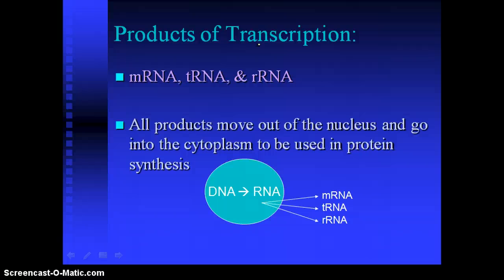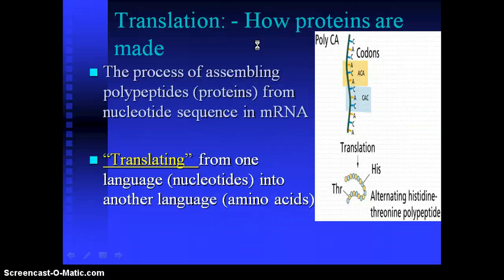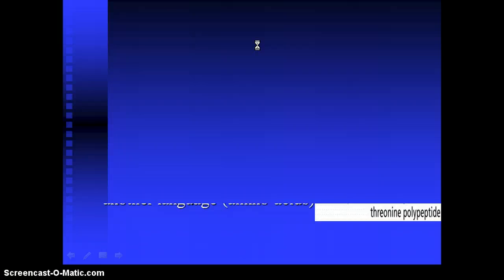So our last part here, these products then will move out of the nucleus. They go to the cytoplasm to be used in making proteins. And this last part is going to be the translation part. So in translation, we are making polypeptides or proteins from the nucleotide sequence. Basically, what we're doing is translating one language to another language, from nucleotides to amino acids, and the amino acids then are usable. The nucleotides are not really usable for anything, but the amino acids linked together are going to be used as a protein for the body.